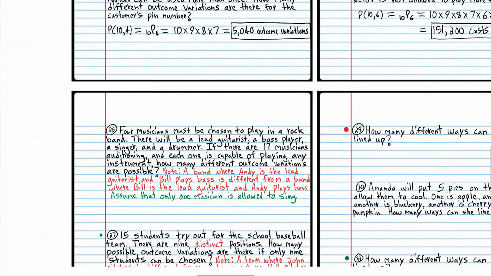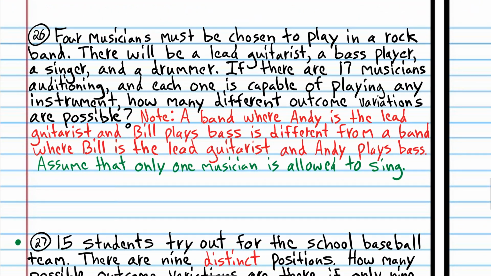Alright, let's try another one of these problems. 4 musicians must be chosen to play in a rock band. There will be a lead guitarist, a bass player, a singer, and a drummer. If there are 17 musicians auditioning and each one is capable of playing any instrument, that's not realistic, but let's just say that everyone is capable of playing all the instruments, how many different outcome variations are possible? And note, a band where Andy is the lead guitarist and Bill plays bass is different from a band where Bill is the lead guitarist and Andy plays bass.